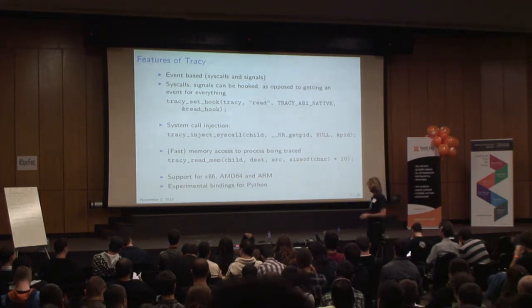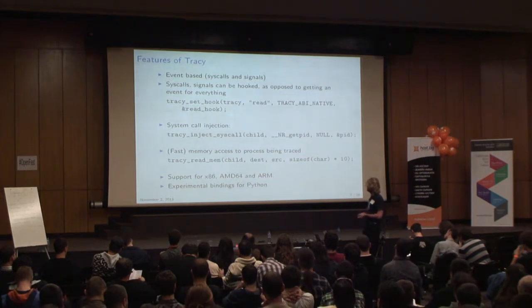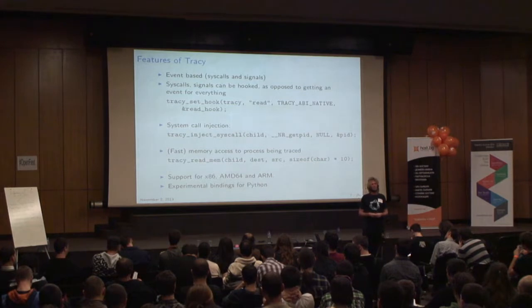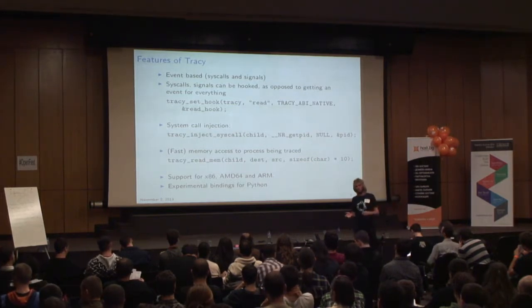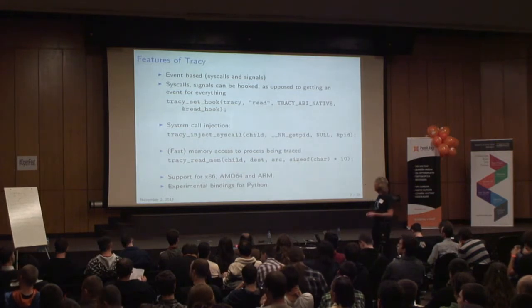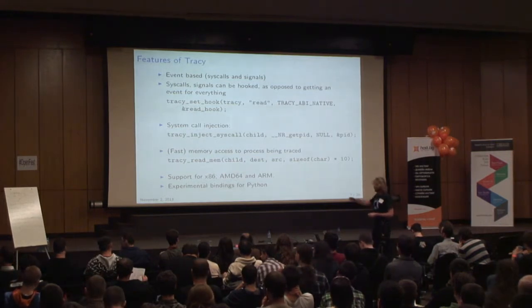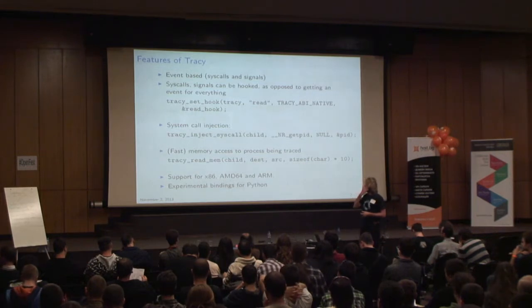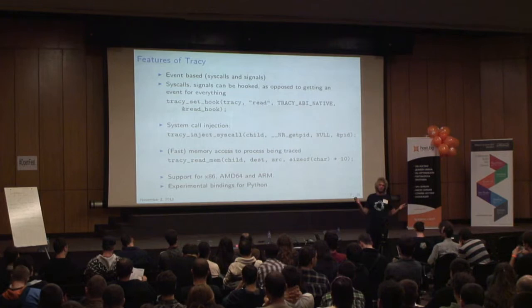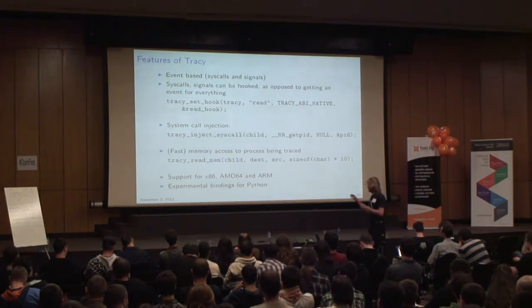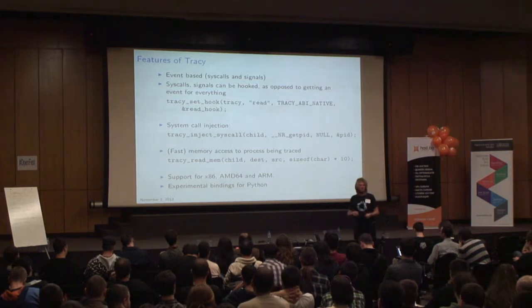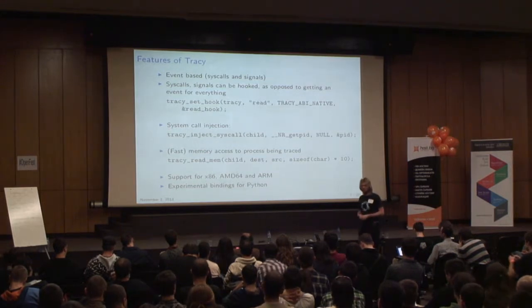We also have an API to access memory in a fast way, because the Linux kernel, I think, now offers three ways to read the memory, and some of them are supported, some are not, and some are very slow, and some are fast but very recent. And we support the two Intel instruction sets and the ARM instruction set, which is what all your smartphones and embedded machines run. And there's some experimental bindings for Python, but I think they're broken right now because of some recent code rewrite.